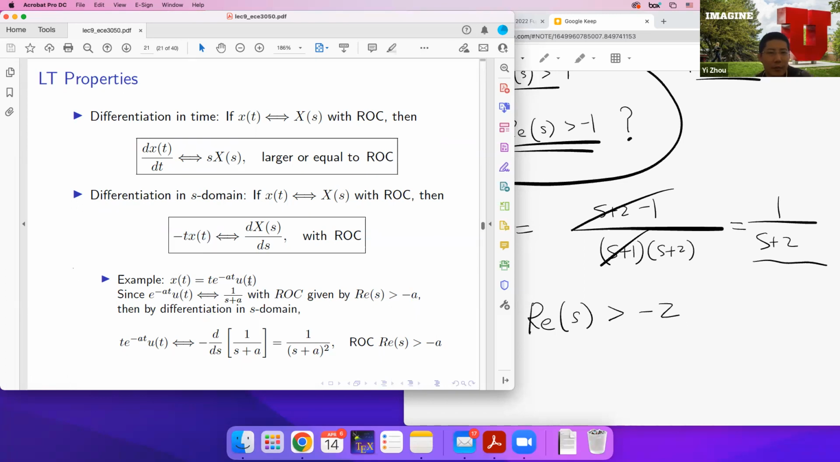Now, here is an example. We want to find the Laplace transform of this signal, t times this exponential signal. From the previous examples, we are familiar with the Laplace transform of the exponential signal. Now this x(t) is t times that signal. This motivates us to use the differentiation in the S domain property, because in this property, the signal is multiplied by t. So here we will use this property.